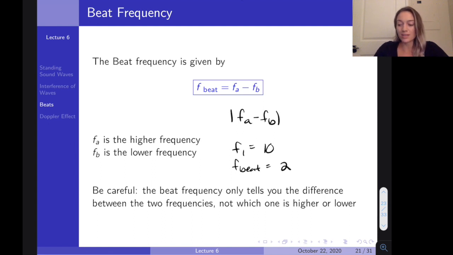You only know the difference between the two frequencies. So you don't know if the other frequency is 12 or 8, so you have to be a little bit careful with that. The beat frequency only gives you the difference. You don't know which frequency is actually the larger one if this is the only information you have here.